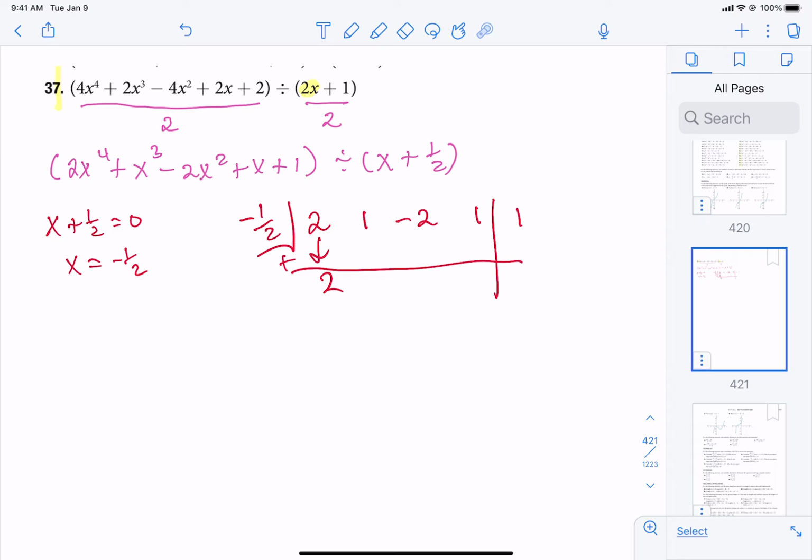We're going to multiply. Negative 1/2 times 2 is negative 1. Write it down. Add them up. Multiply. Write it down. Add them up. Multiply. Write it down. Add them up. Multiply. Write it down. Add them up. So we actually get a 0 remainder, which is great.